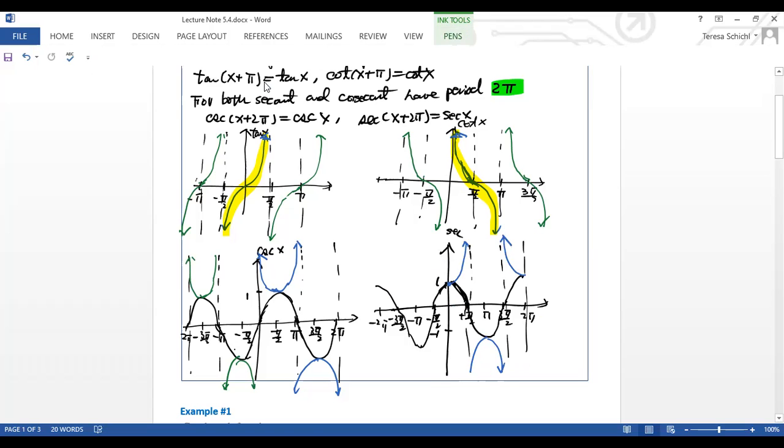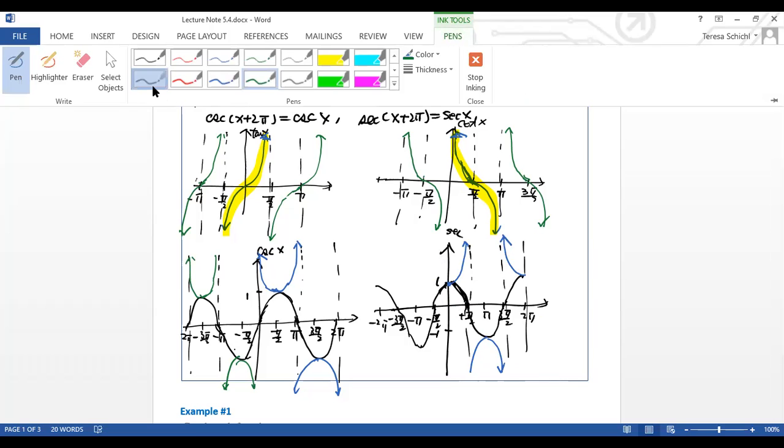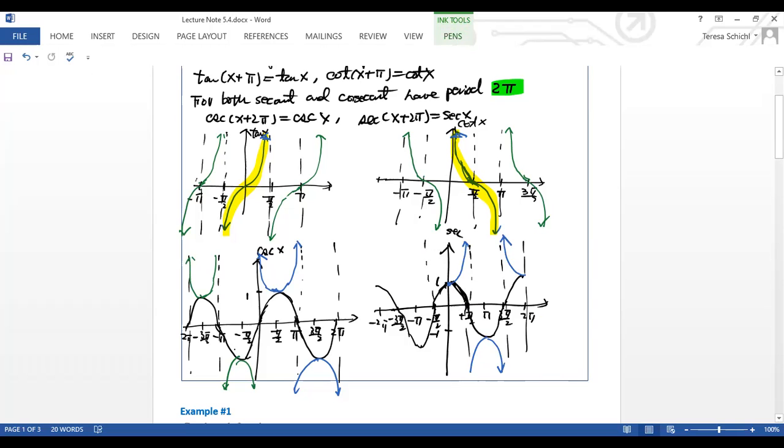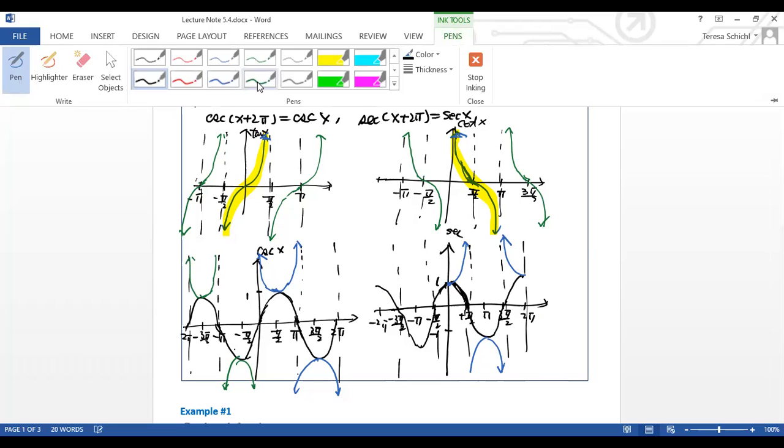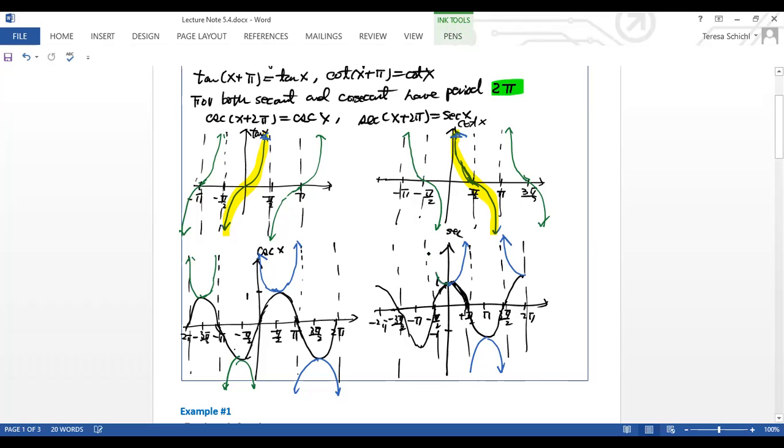So if you want to see how the secant repeats, it's the same thing here: you put your asymptotes here. Okay, so the secant is going to repeat like this, right? It's going to go like this, and here go like this, and here go like this, right? So let's work the secant graphs here. If you find the cosine, the secant is its reciprocal, and that's how the graph looks here.